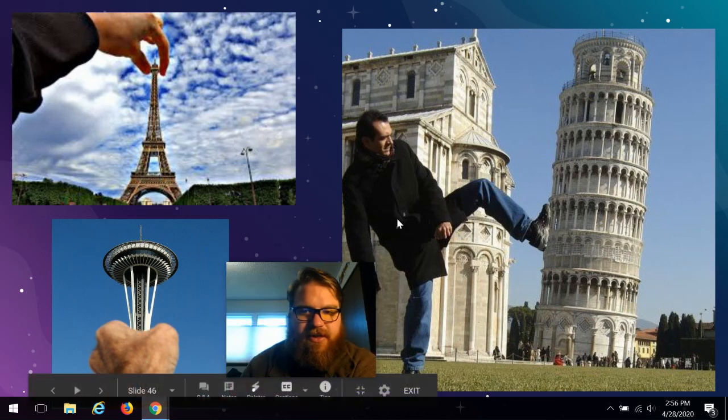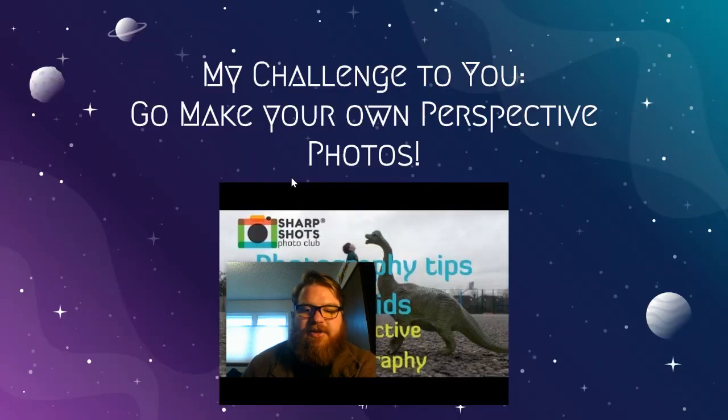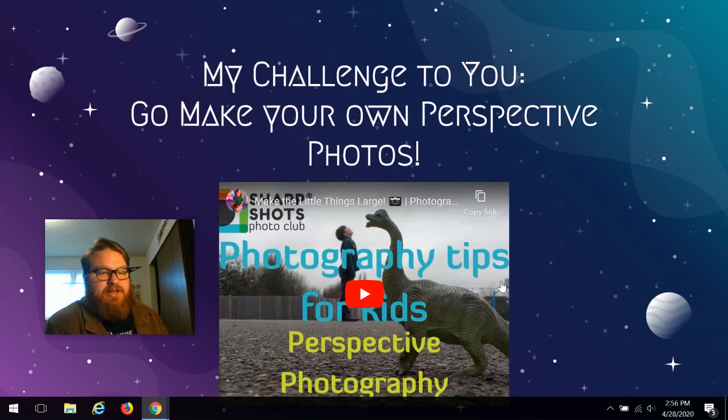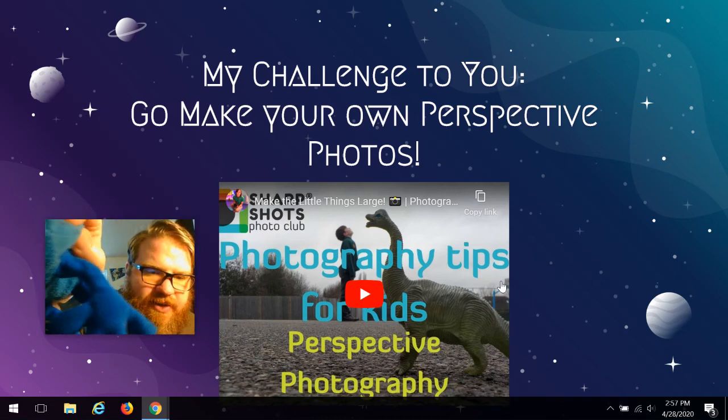This is called forced perspective photography, and you can do all kinds of tricks, and it doesn't have to be a famous landmark like this. You can do it with anything, and that leads us to our next challenge. My challenge to you is to go make your own perspective photos. There's a link in the assignment to this video, which goes through some different ways you can do it. A lot of people use toys, which are really good examples. If you have a stuffed animal or a toy, like in this case, a toy dinosaur, you can set up your camera with the object much closer to it and you far away.